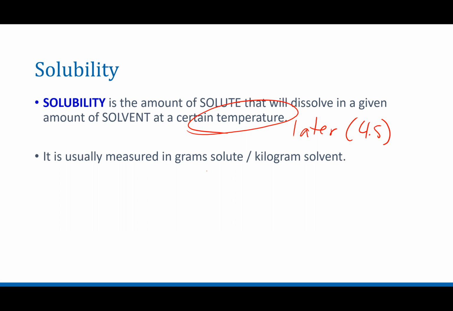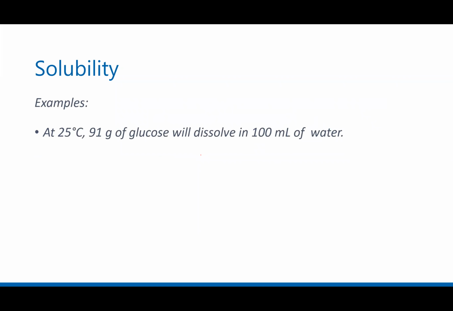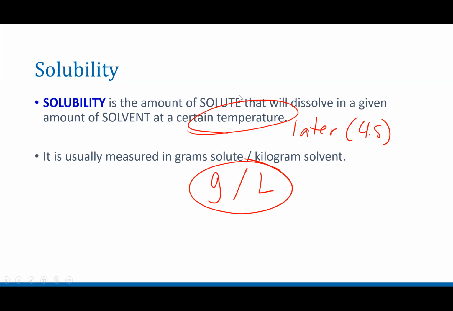Solubility is usually measured in grams per kilogram or grams per liter. Sorry, I just wanted to see something. All right, so typically you would measure solubility as how many grams of solute dissolve in a liter of solution or solvent.